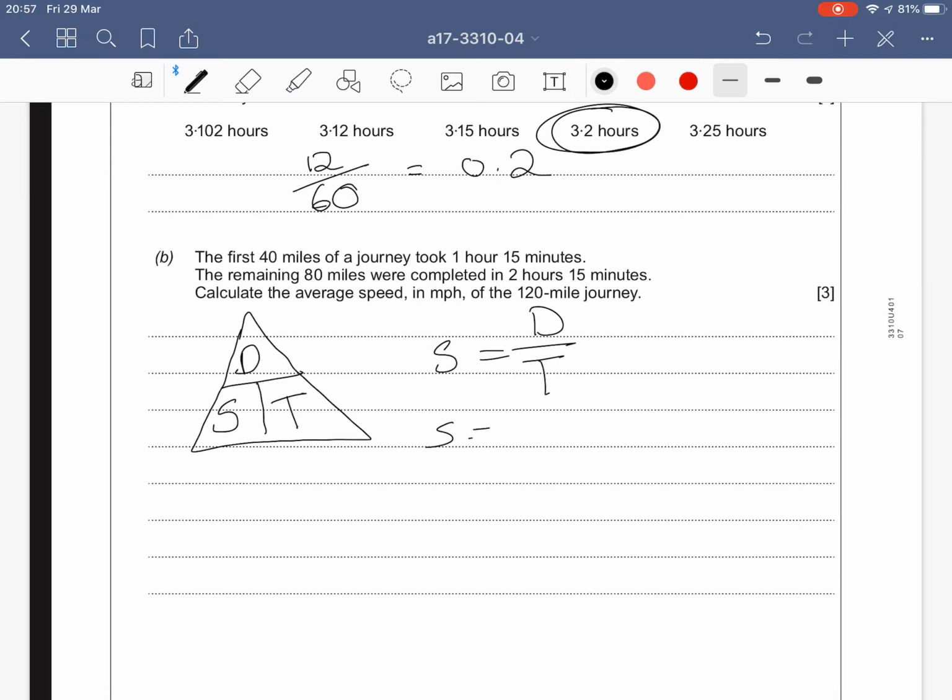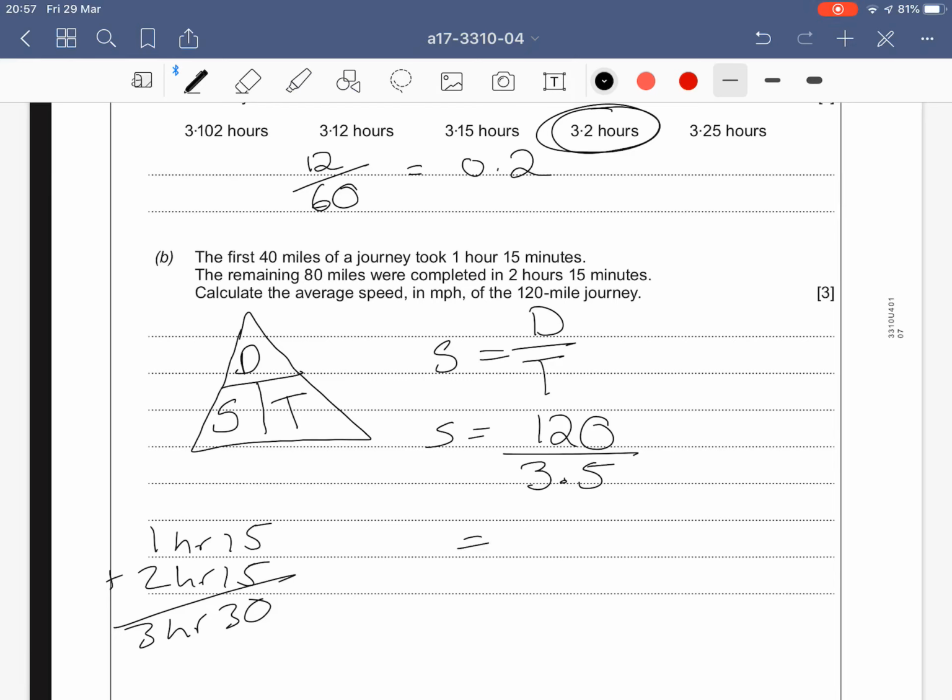We know that the distance is 120 miles, and for the time, we've got 1 hour and 15 and 2 hours and 15, well that's a total of 3 hours and 30 minutes. That's 3 and a half hours. So don't divide it by 3.3, you've got to divide it by 3 and a half, so 3.5 if you're using a decimal. So 120 divided by 3 and a half gives you 34.3 miles per hour.